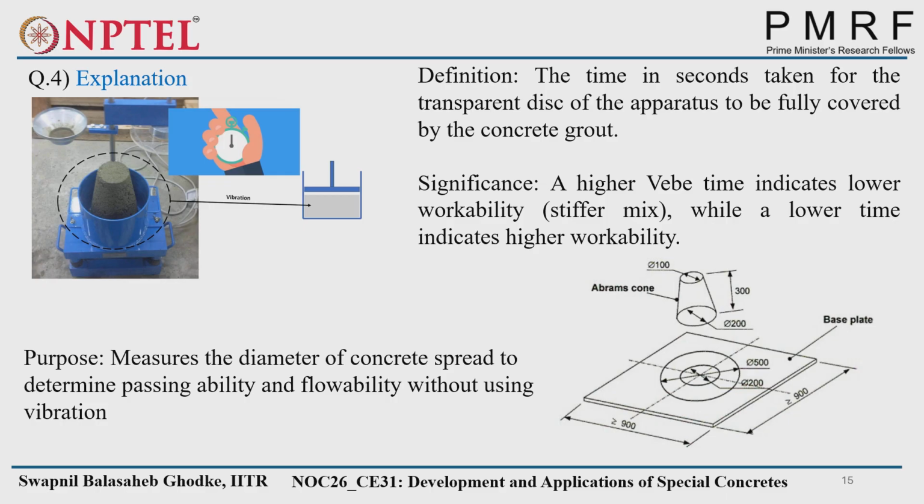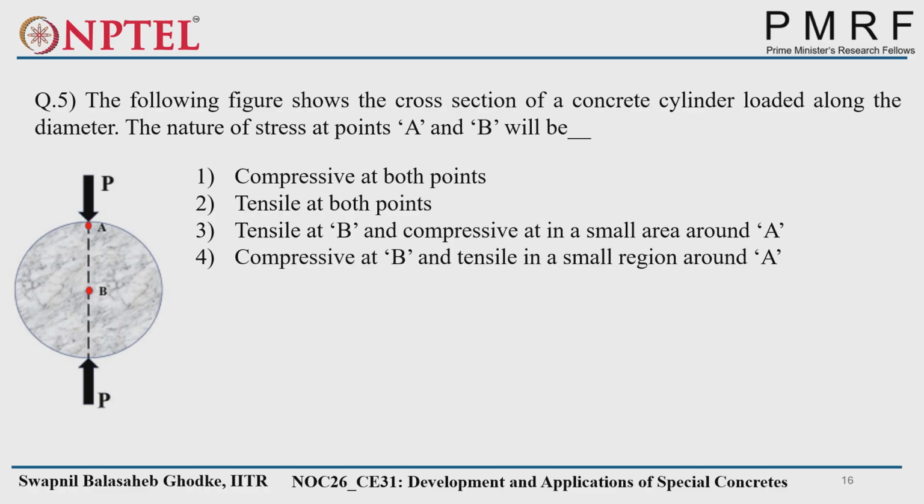Right. So if it has good passing ability through the L-box test or J-ring test, we can consider that self-compacting concrete will pass through the rebars easily and will not require any external compaction. That's why the two different tests under workability fulfill two different purposes. One is the flow, through the slump flow, and the other is the passing ability, through the J-ring and L-box test. That is not covered in this lecture, so I am not discussing their explanation here.